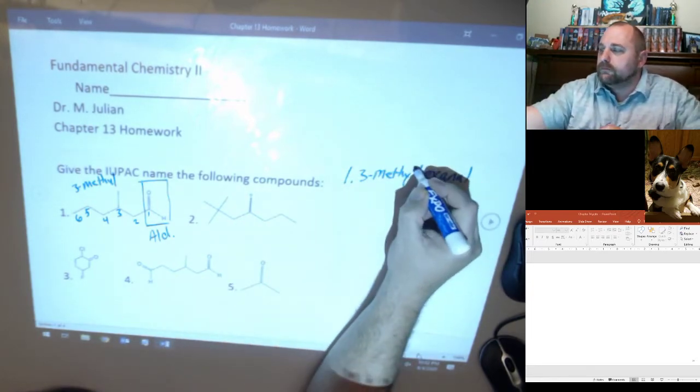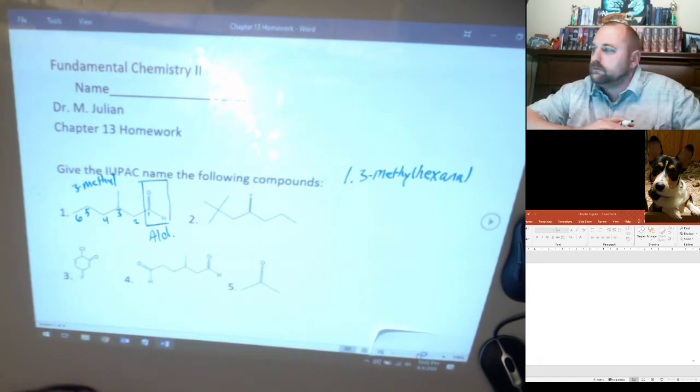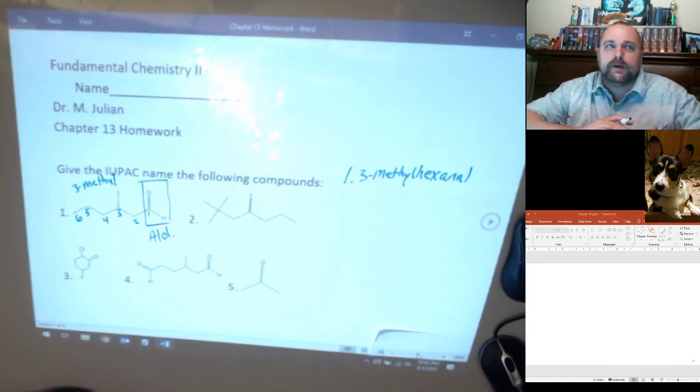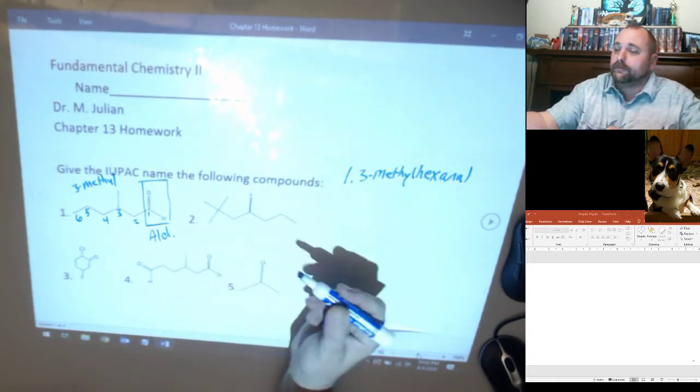3 methyl hexanal. I know it's one word. I just can't spell it for some reason. 3 methyl hexanal. All right, so that one's not too bad. Just keep in mind IUPAC.